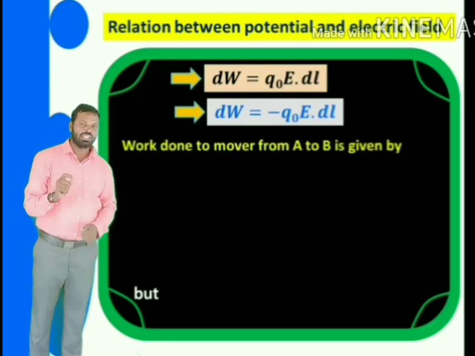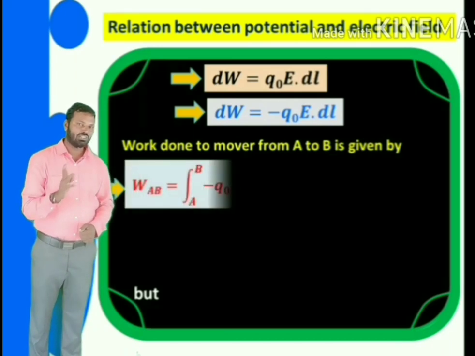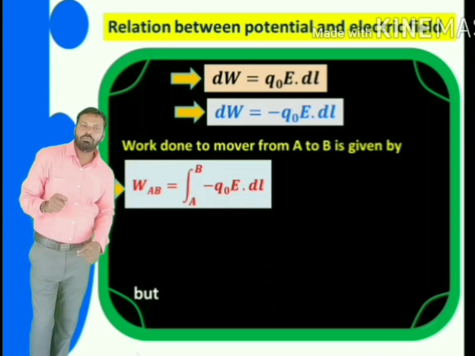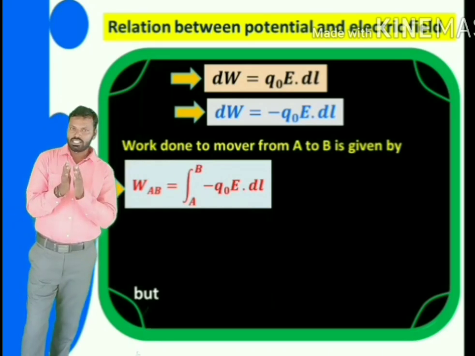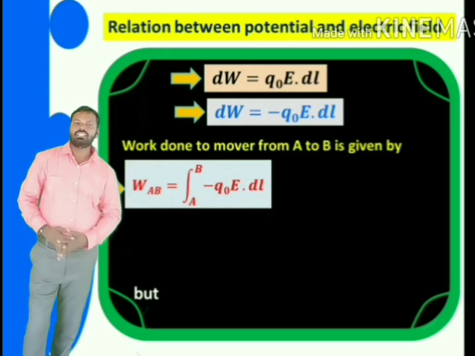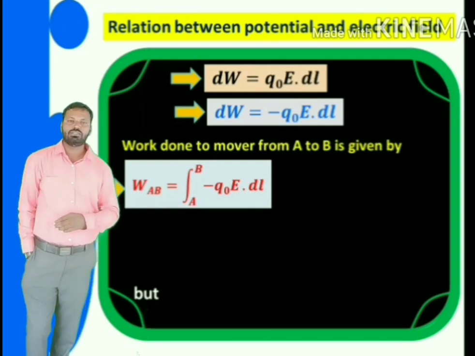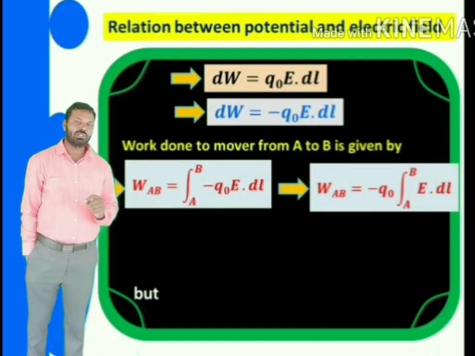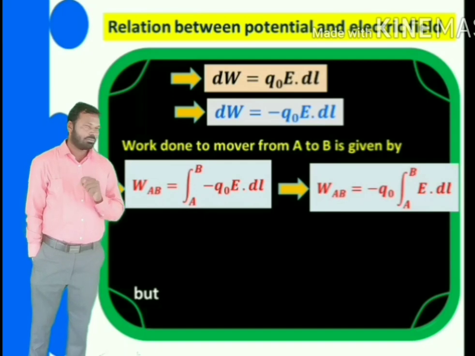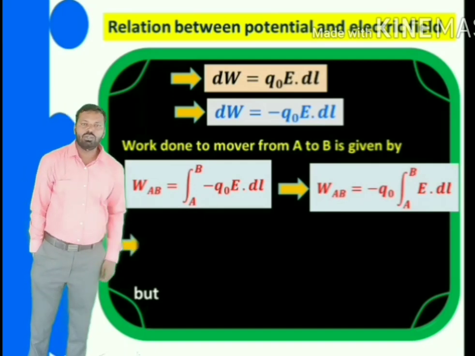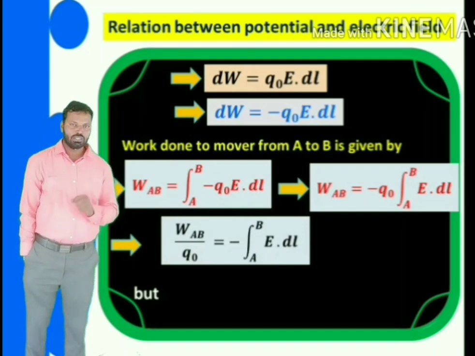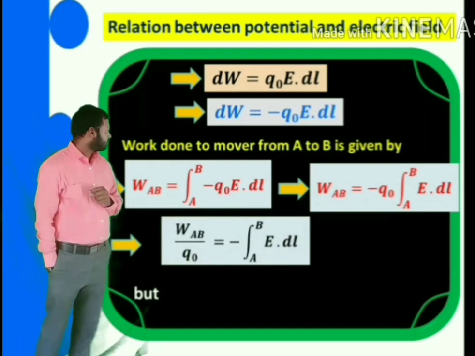Now WAB, what is that? The work done to move a charge between 2 points A and B. WAB is equal to integration A to B of minus Q0 E into dl. That implies WAB is equal to minus Q0 into integration A to B of E into dl. Bring that Q0 to this side. WAB by Q0 is equal to minus integration A to B of E into dl.